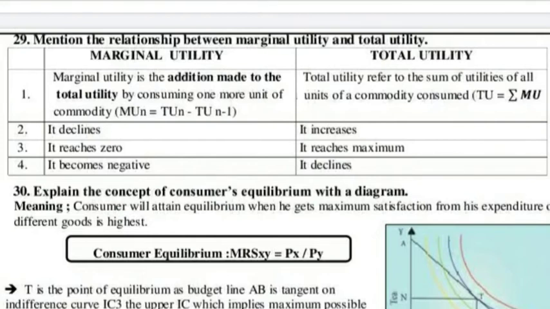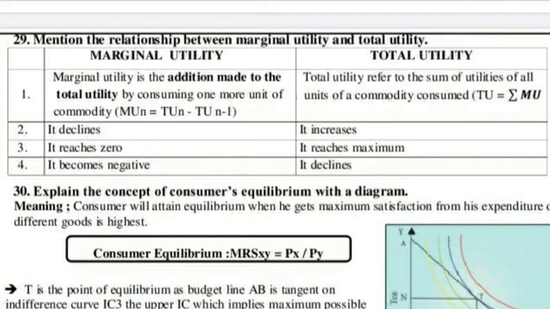Marginal utility is the addition made to the total utility by consuming one more unit of a commodity. Total utility refers to the sum of utilities of all units of commodity consumed. Relationship between marginal utility and total utility.